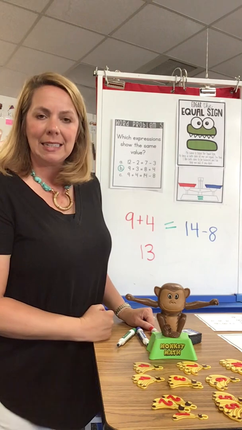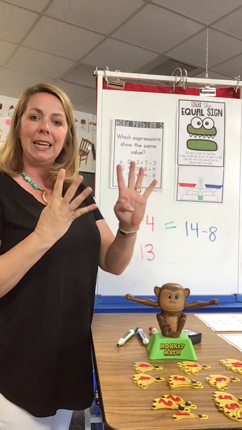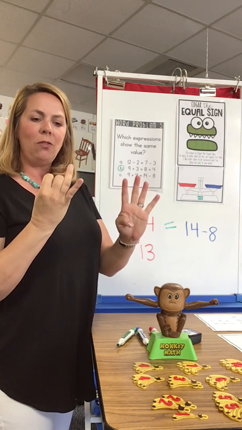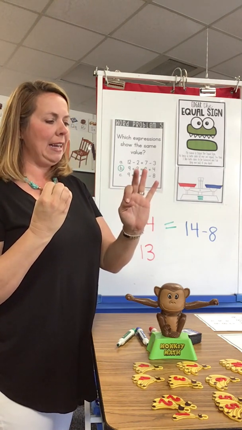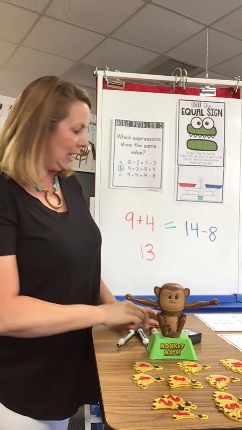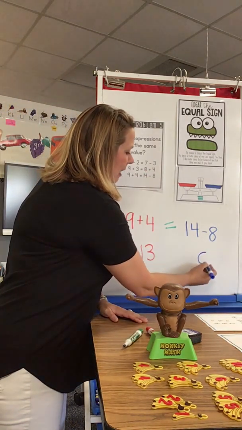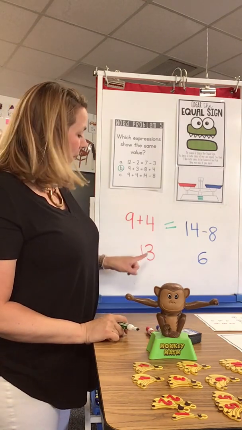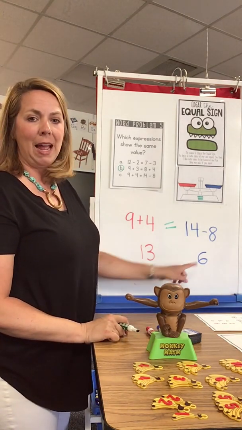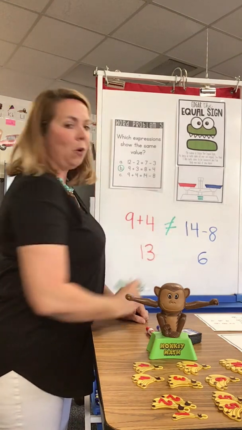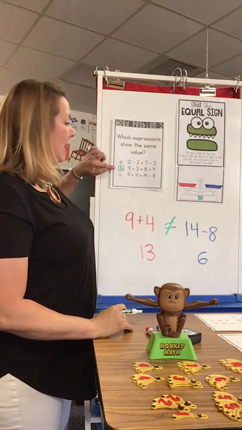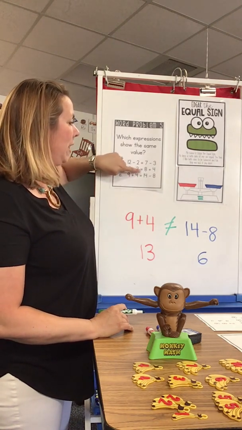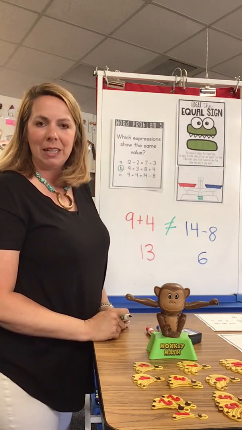14 minus 8. 14 in my brain, and this time I need 8 fingers out. 14, 13, 12, 11, 10, 9, 8, 7, 6. 14 minus 8 has a value of 6. Is Edgar, the equal sign, happy? Is 13 the same as 6? No, it is not. So I double checked and my answer was correct. B, 9 plus 3 was the same as 8 plus 4.